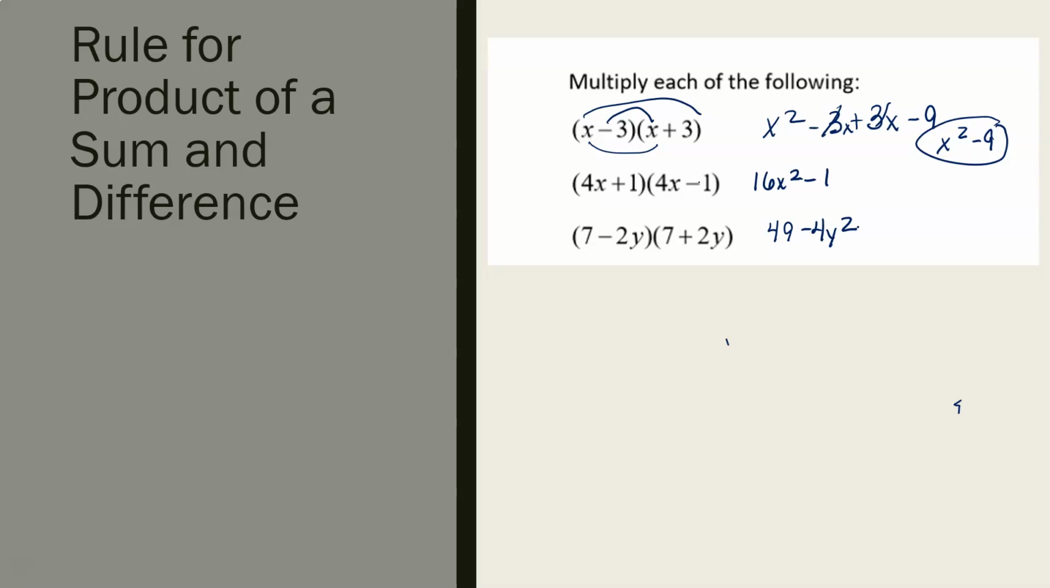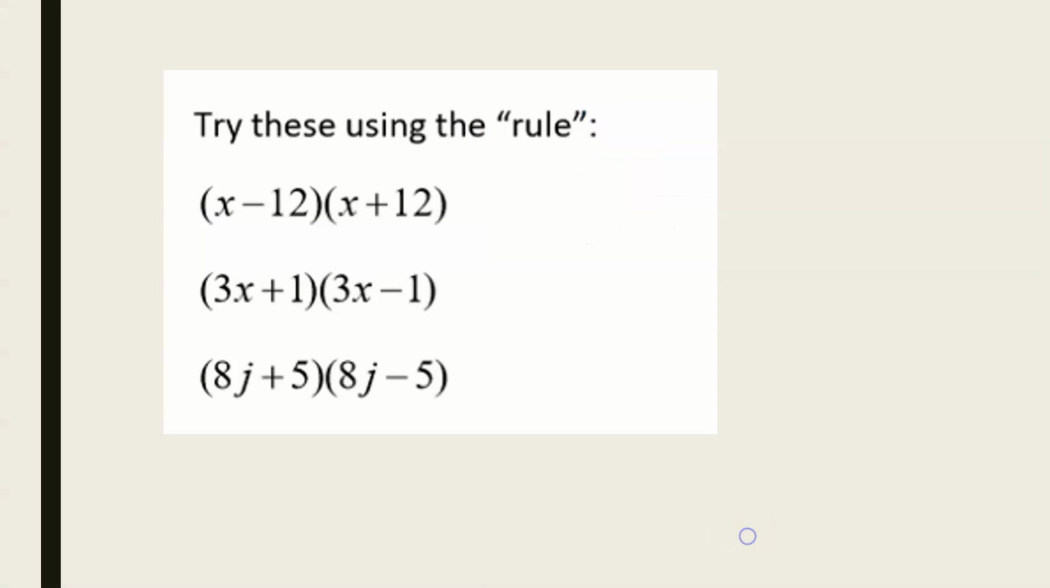This one's a little easier to see and a little easier to remember. It has to be a sum and a difference. If you have two differences or two sums, this rule isn't going to work. So here's the rule. You're just going to take the square of a minus the square of b. A squared minus b squared. Simple as that. So let's go back to these. This really shaves off a lot of time if you memorize this rule.